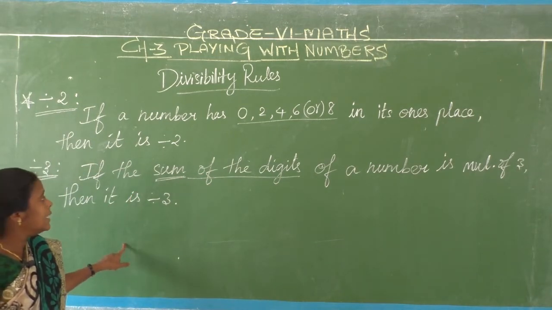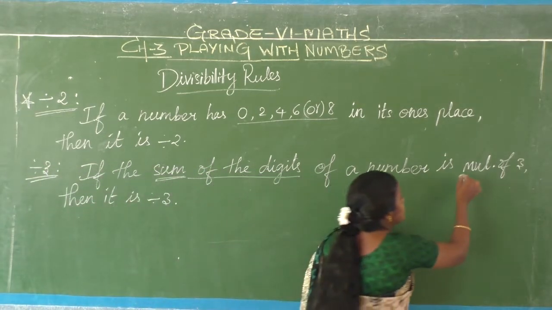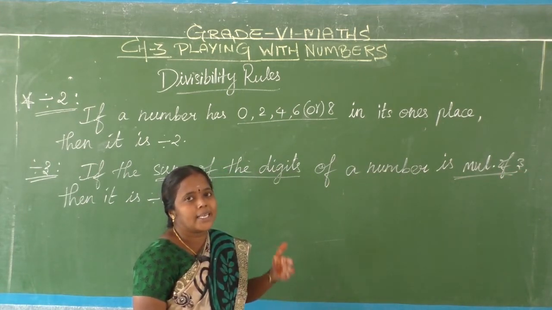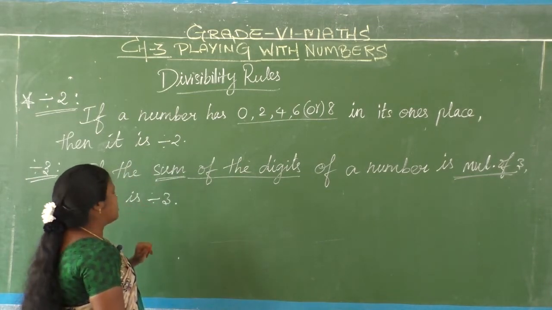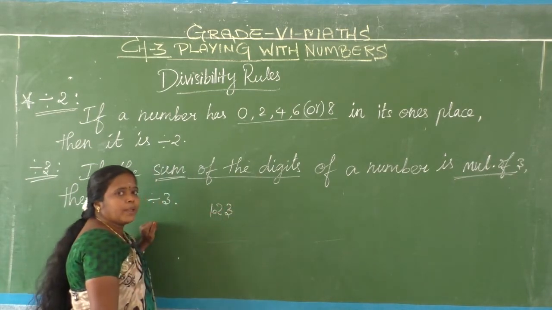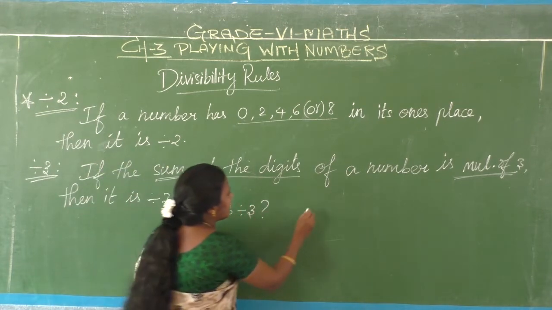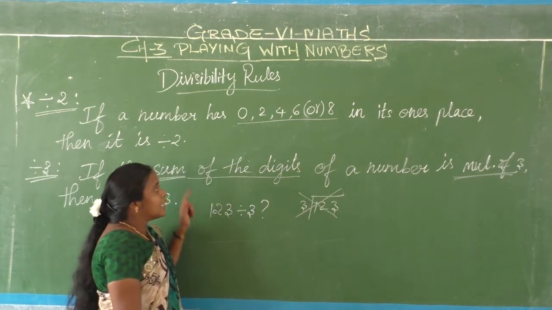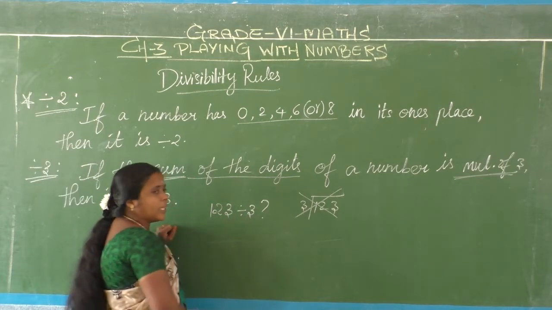What is it telling? If the sum of the digits of a number is a multiple of 3. Multiples of 3 means what? 3, 6, 9, 12, 15, etc. Clear? Then we can tell that it is divisible by 3. For example, I am taking 123. Is 123 divisible by 3 or not? Will you divide normally? No need. With the help of the divisibility by 3 rule, we can check whether it is divisible by 3 or not.